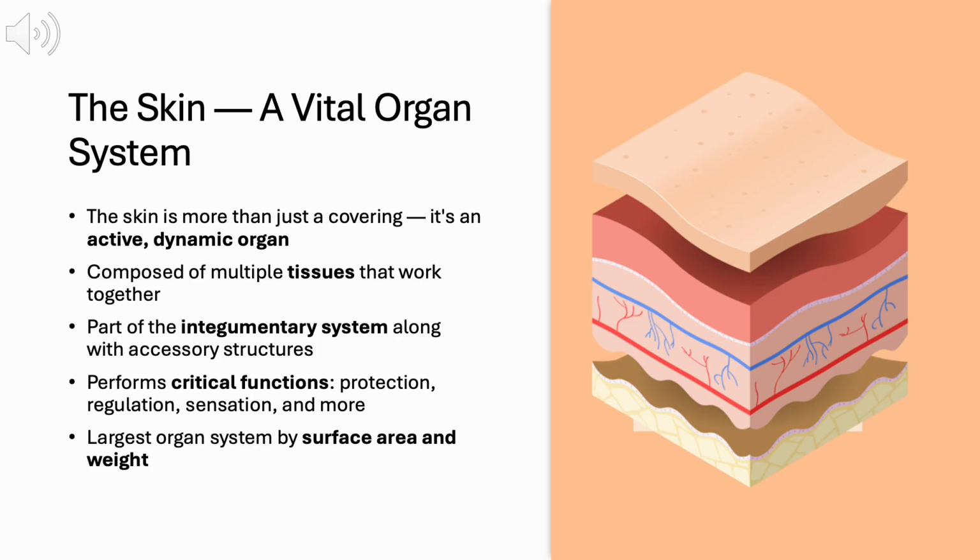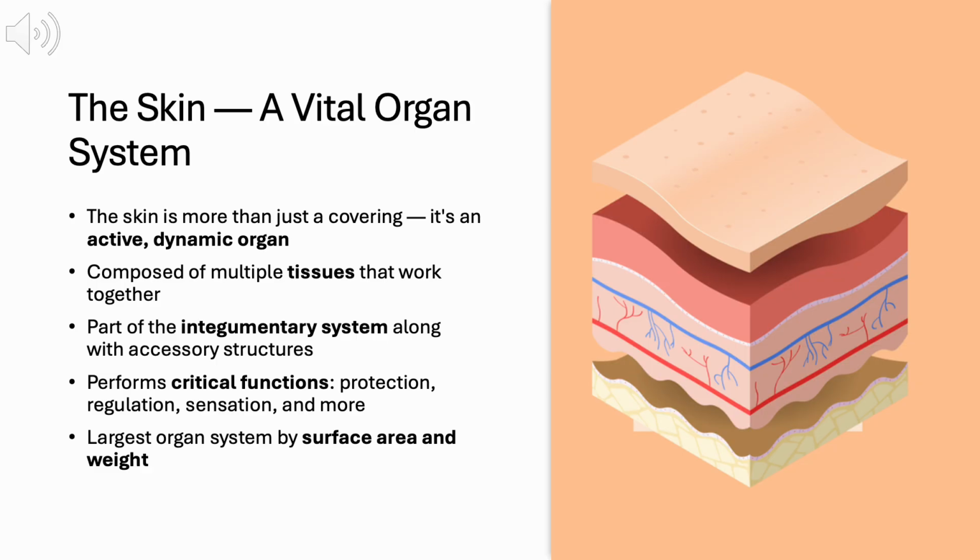Welcome to our deeper dive into the integumentary system. We're starting with an important reminder. Your skin is not just something you see in the mirror or decorate with tattoos and piercings. It's a highly complex, multifunctional organ. The skin is composed of several types of tissues, epithelial, connective, nerve, and even muscle, that work together as a single unit to protect your body and keep it functioning properly.